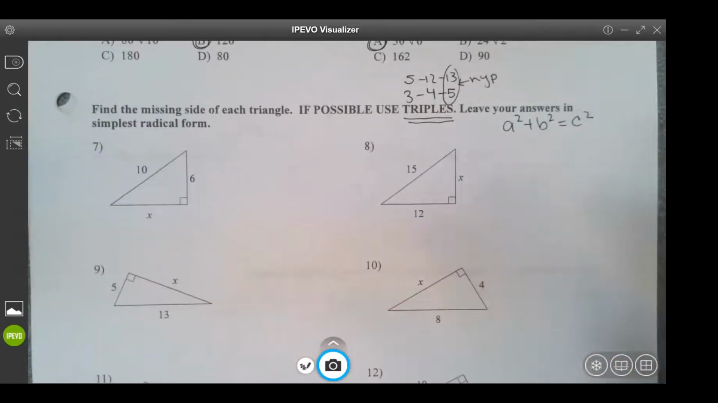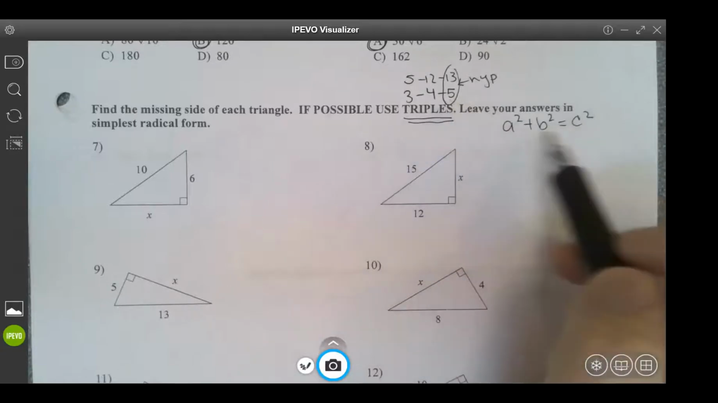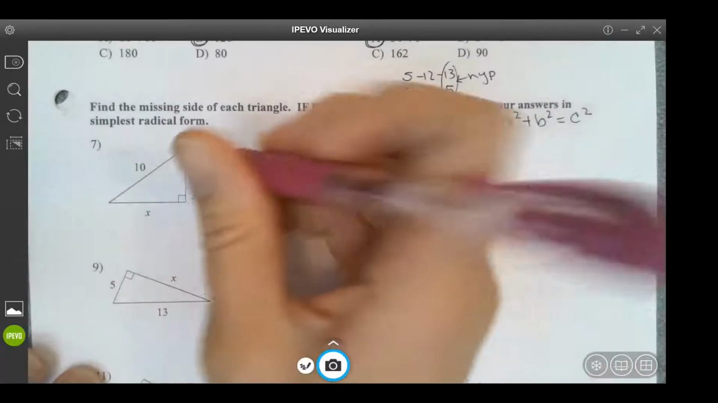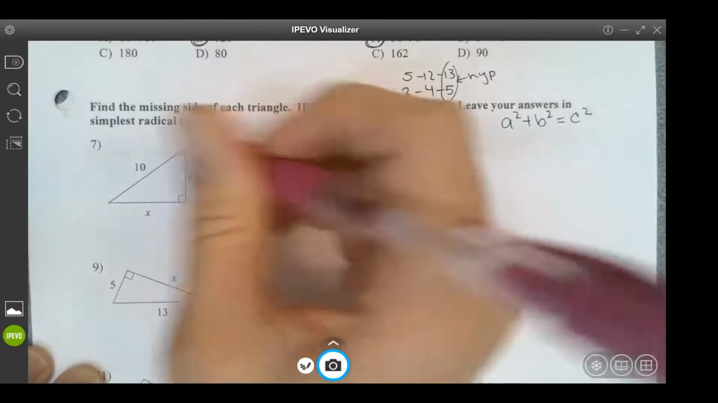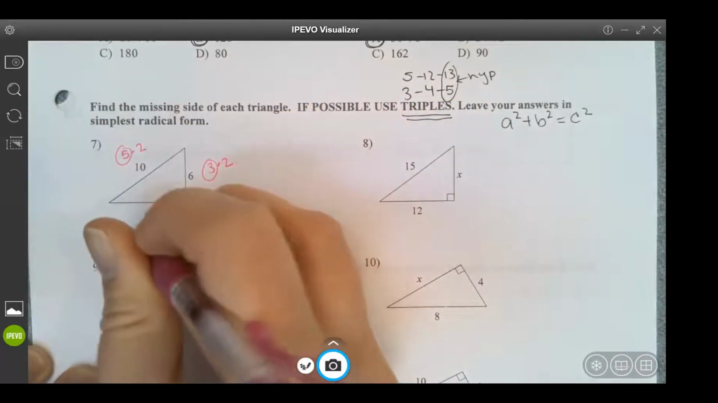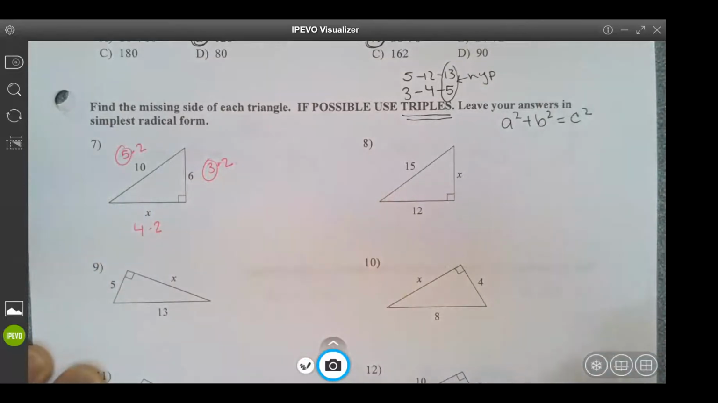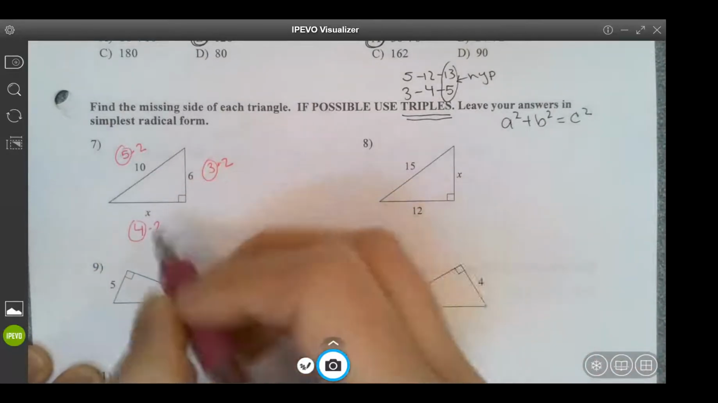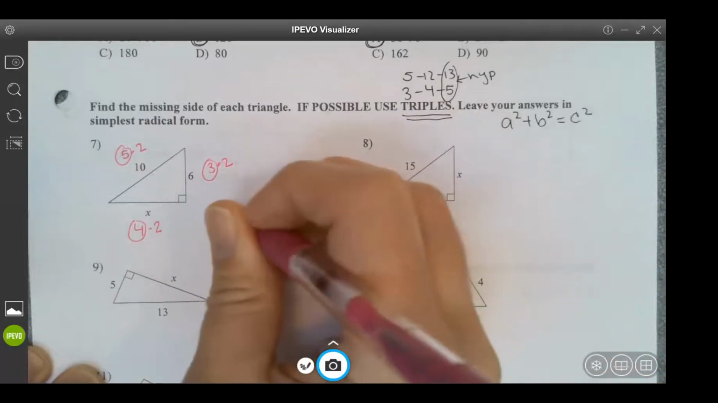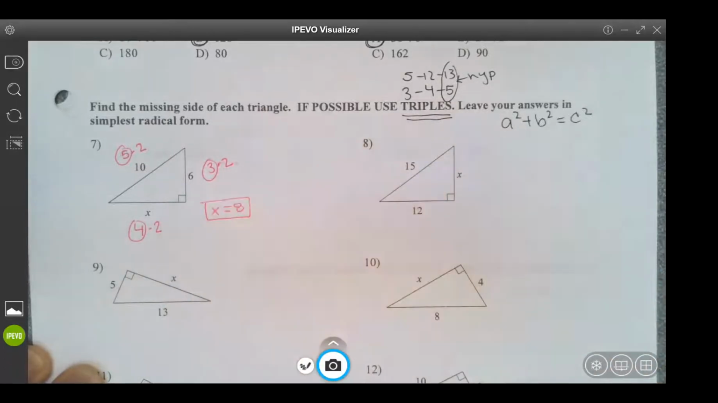Absolutely, for any of these, you can use the Pythagorean theorem and solve for the missing value. But on this first one, I see that this is 3 times 2, and this is 5 times 2. So there's my 3, 5. This side would have to be 4 times 2. It's just a multiple of that first triple. So I know that x is 8 using a triple.